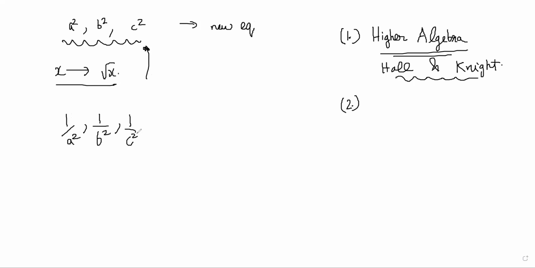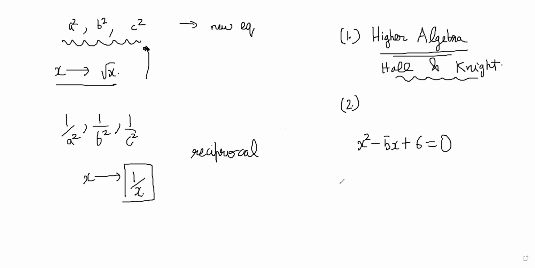So basically, how do you do that? Instead of x, you put 1 by x, right? Reciprocal. So when you need reciprocal roots, you have to do 1 by x. For example, take a simple equation, x square minus 5x plus 6. This has roots 2 and 3. I need a new equation with roots, let's say, 1 by 2 and 1 by 3.